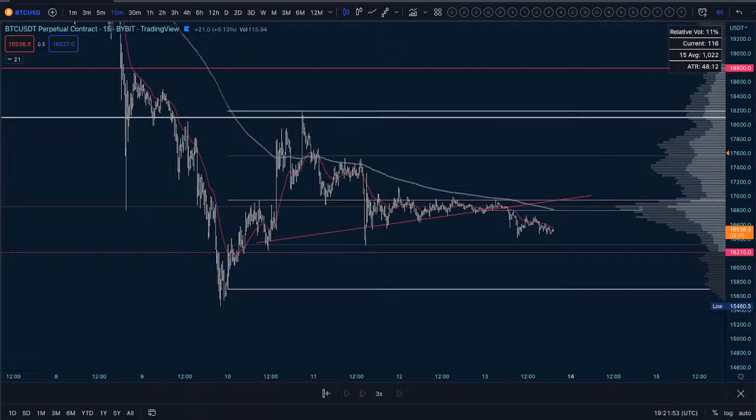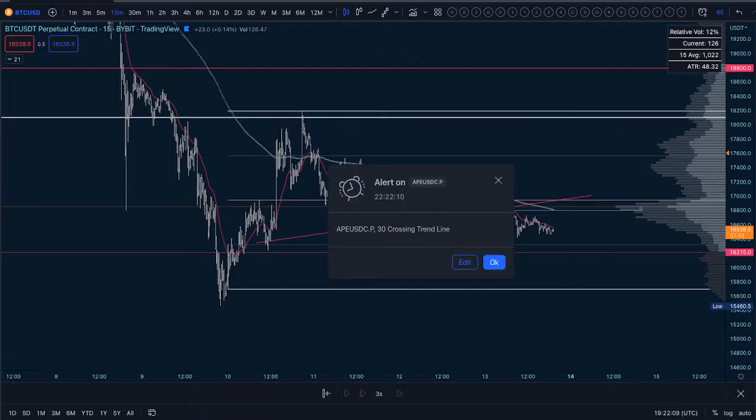For now I think it's underwater. Let me see. Yeah, that bot that I ran for you guys is underwater, 0.4%.